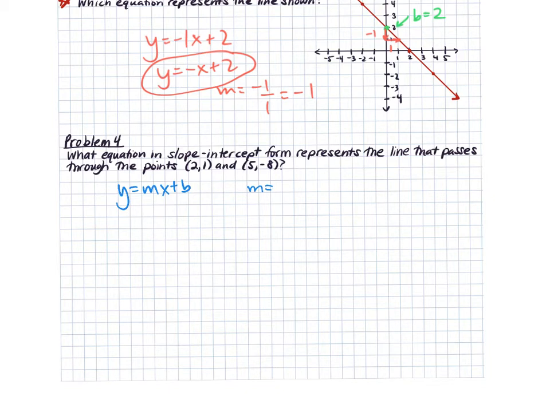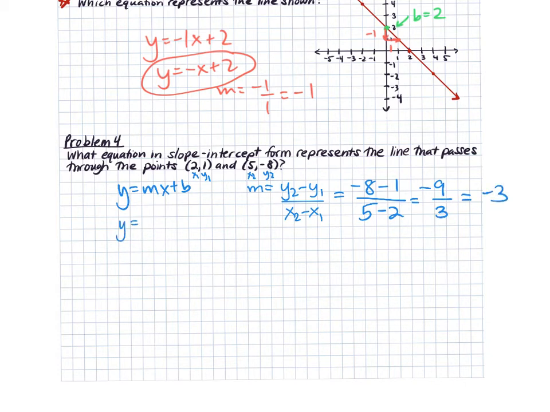the formula for the slope, right, is y2 minus y1 over x2 minus x1. And let's call this one x1, y1. That's x2, y2. And let's plug in negative 8 minus 1 over 5 minus 2. So we have negative 9 over 3, which reduces to negative 3. So then we have y equals negative 3x plus b.